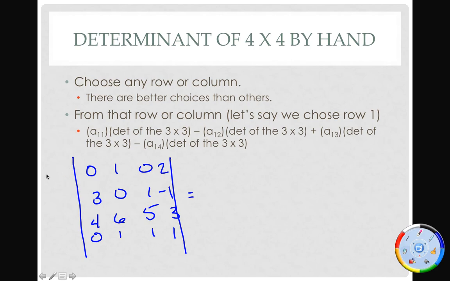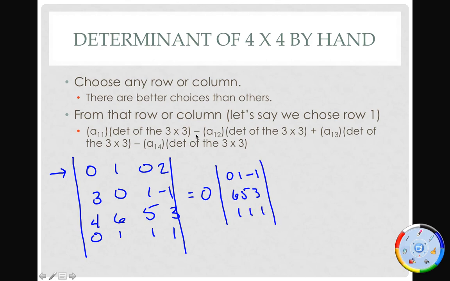So I'm going to choose row 1 since that's what I set up here. I need to take the first value, row 1, column 1, and multiply by the determinant of the leftover 3 by 3 after crossing out that row and that column. So I'm left with the determinant of 0, 1, -1, 6, 5, 3, 1, 1, 1.